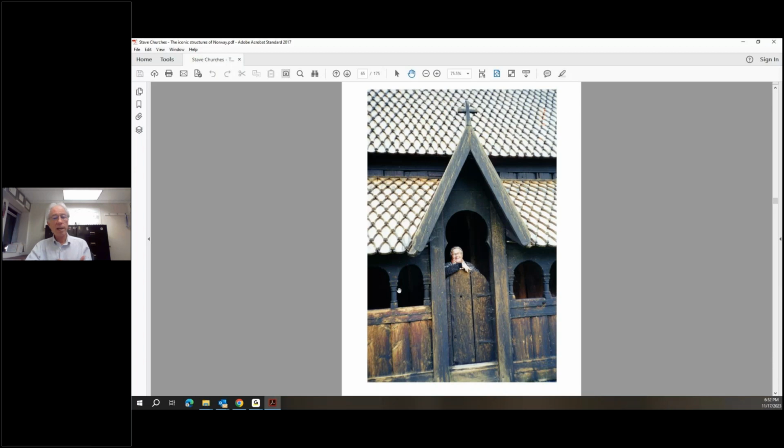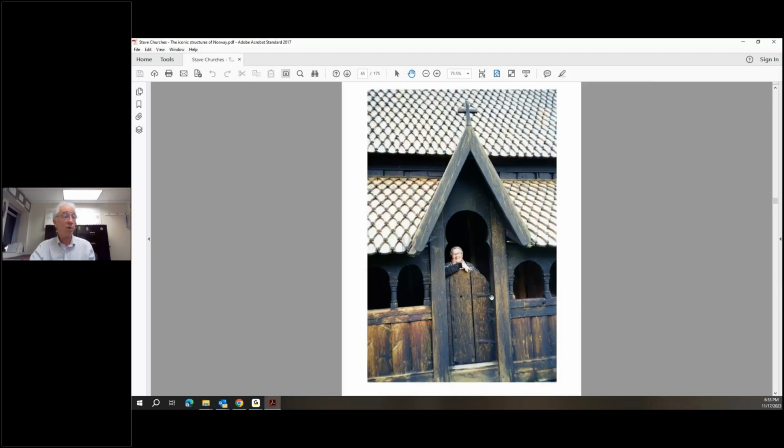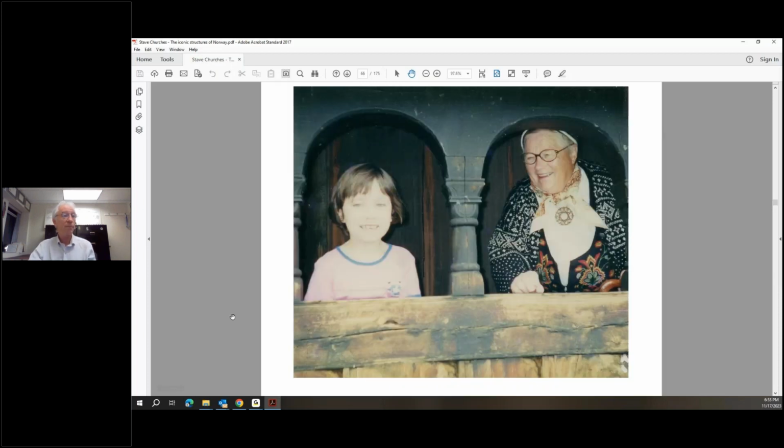Unfortunately, I speak very little Norwegian. I was able to learn a few words. Unfortunately, this woman knew no English, so there was not much information that I got from her about the building. Very nice, sweet lady, but a big language gap. So here you can see she's standing in the gallery space. This is her with my daughter. This was taken in the year 2000.